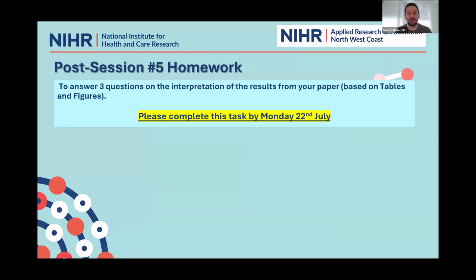So today's homework is about looking at the results from your own economic evaluation paper. What I did was look at the main tables and figures from the results, and I will formulate 3 questions for each team, which will help you interpret the results from your paper. You can complete this task by Monday, the 22nd of July.